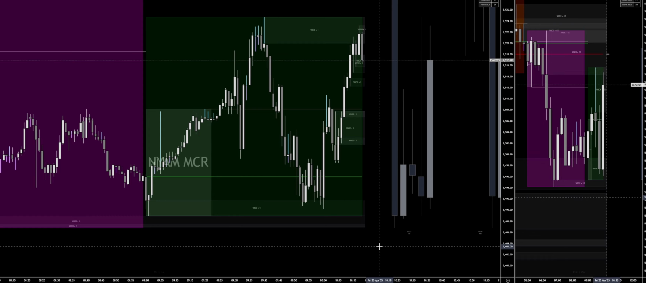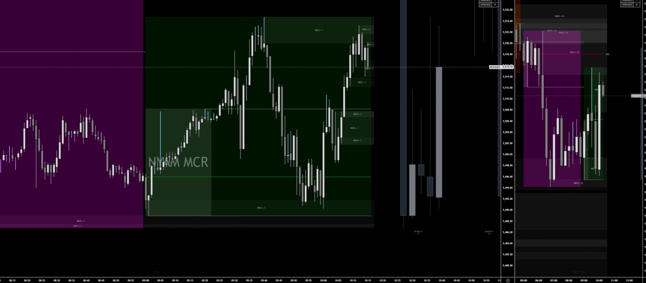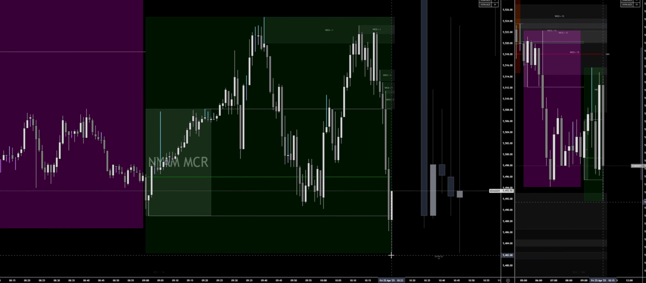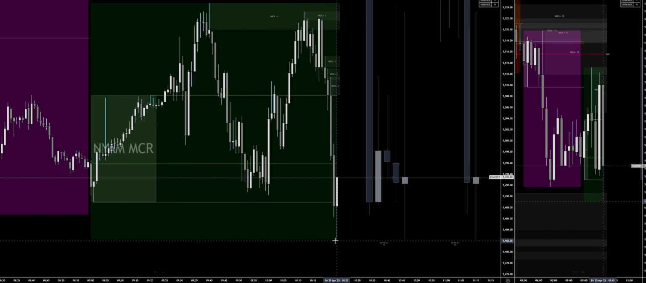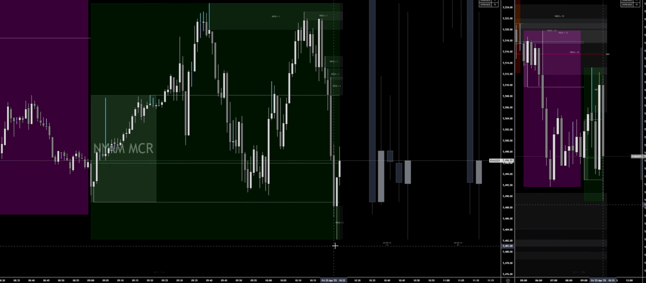I'm going to be showing one more example. So let's see how price raids the low of that previous profile and see what the 15-minute is doing. So this is happening in the last 6 to 9 minutes. We're getting a raid of a previous profile. What can we use to try and see how price can reverse from this?